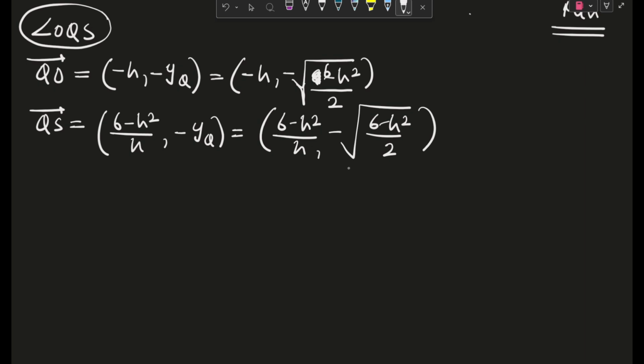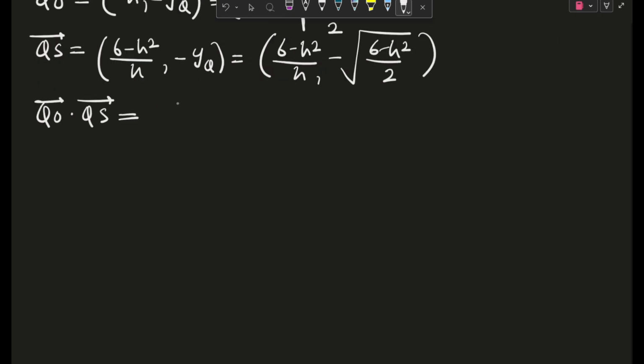So guys, if we find out QO dot QS now, I hope you can understand where we are trying to head, because we are finding the dot product. So if we find out QO dot QS, let's see what this is coming to. I calculated this and this is coming out to be H square minus 6 by 2, the value of the dot product. I hope you can understand where we are heading to, right? We are trying to find out cosine theta from the dot product formula.